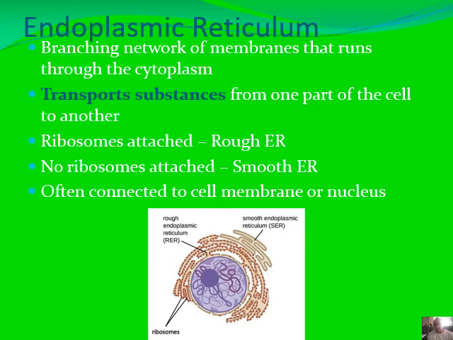Alrighty, so let's finish this off. These are the last couple of organelles, and the organelles I'm about to speak about, they all are in both animal and plant cells. Okay, so we've got the endoplasmic reticulum. It's a branching network of membranes that runs through the cytoplasm.